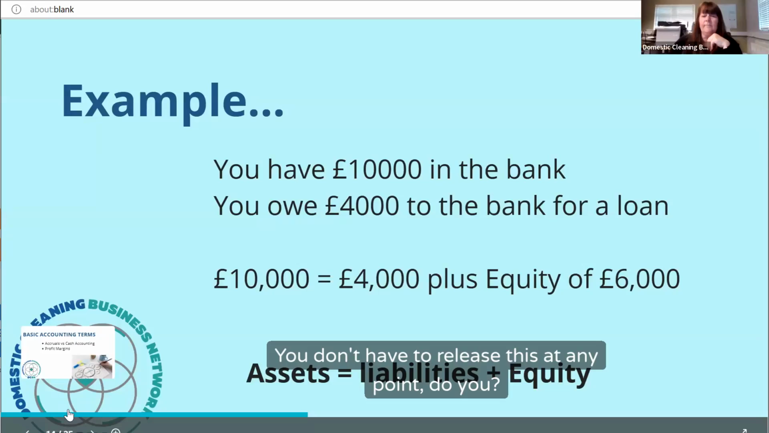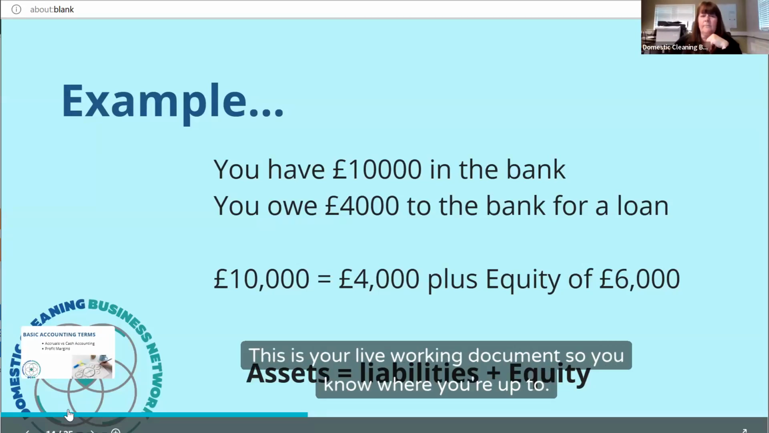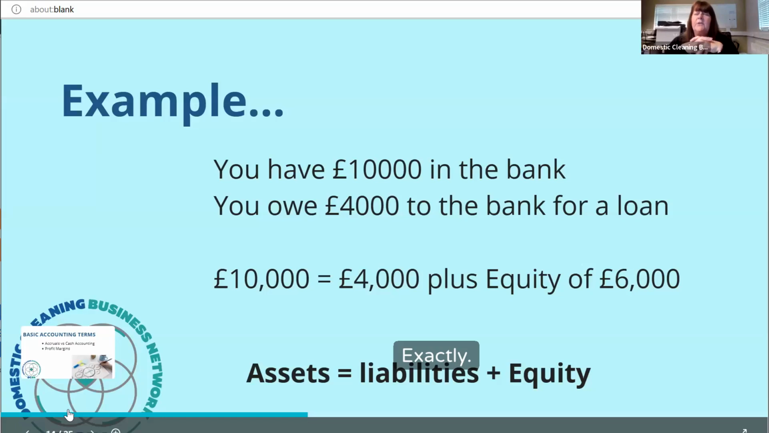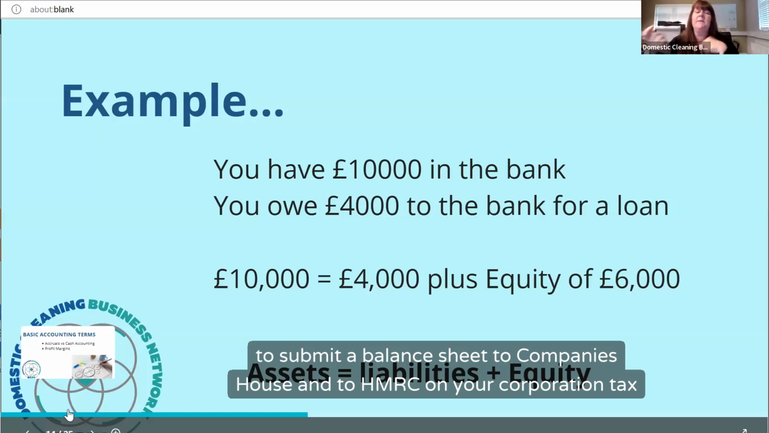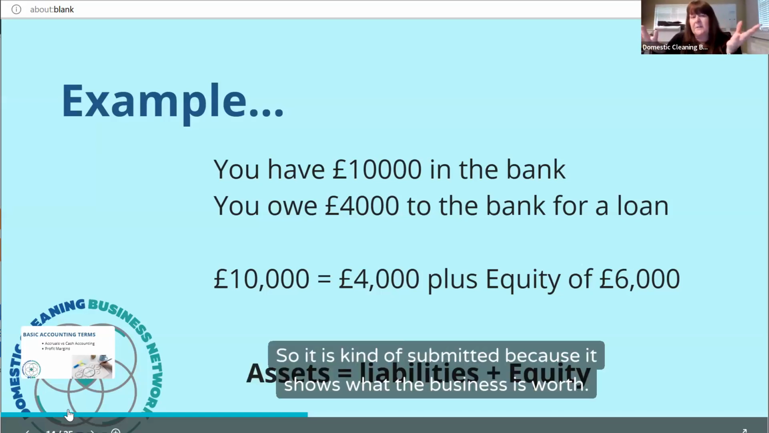You don't have to release this at any point, do you? This is your live working document, so you know where you're up to. Exactly. So you do have to submit it. If you're a limited company, you have to submit a balance sheet to Companies House and to HMRC on your corporation tax return. So it is kind of submitted because it shows what the business is worth.